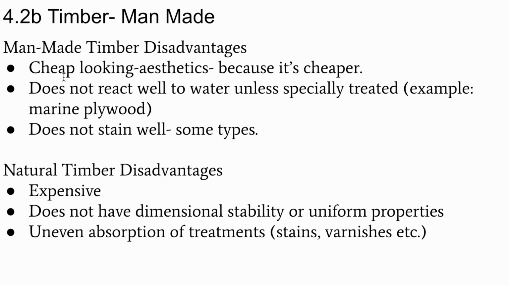Man-made timbers look cheap because they're cheaper. Remember, they're made with waste products quite often, so they're cheaper. It doesn't react well to water, so, especially MDF and plywood, they don't react great with water unless they've been specially treated. They don't stain well, especially MDF. MDF will absorb stain, so it does not stain very well. Natural timbers are expensive. They don't have that dimensional stability or uniform properties, and quite often they're going to have an uneven absorption of treatments, so that's stains and varnishes.